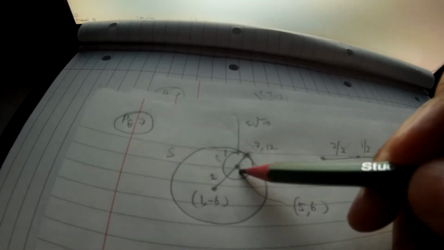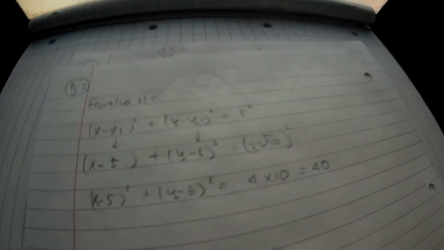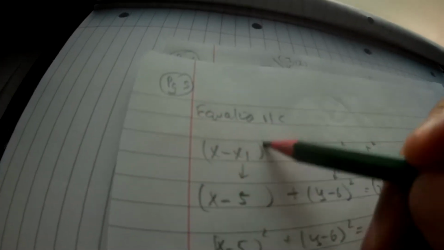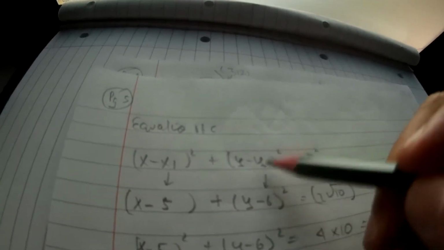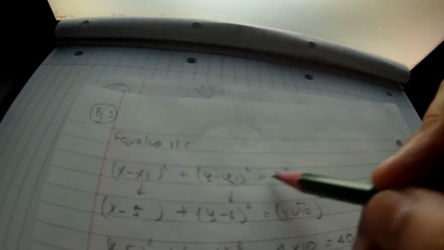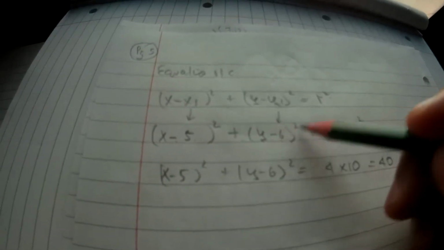So you have a radius and you have a point, and therefore you can get the equation of the circle. You do that using the following formula: x minus x1 squared, where x1 is the x coordinate of the center, plus y minus y1 squared, where y1 is the y coordinate of the center, equals the radius squared. Our center, as we figured out, is 5 and 6, so you get x minus 5 squared plus y minus 6 squared equals the radius squared.